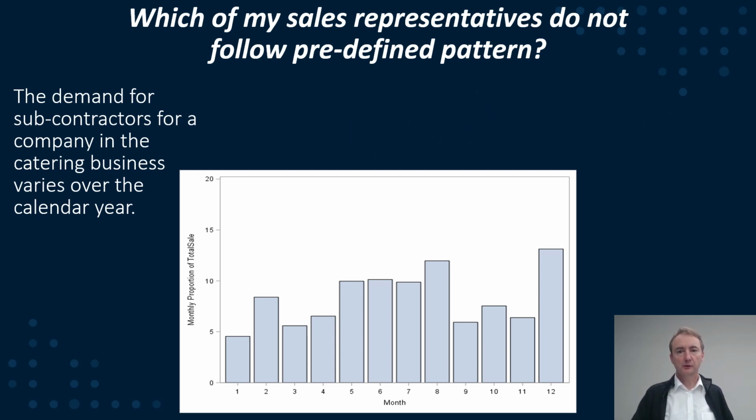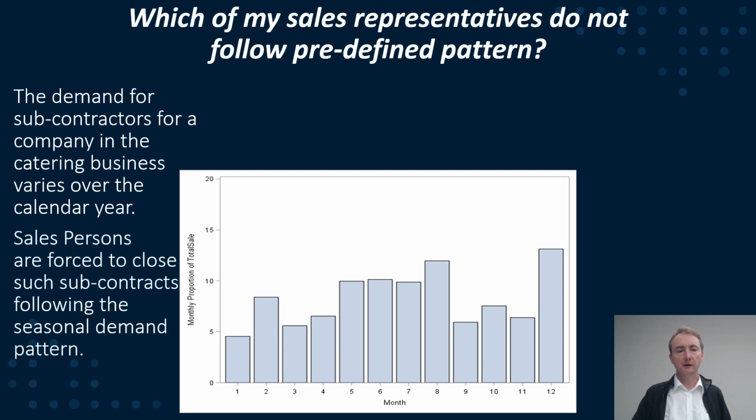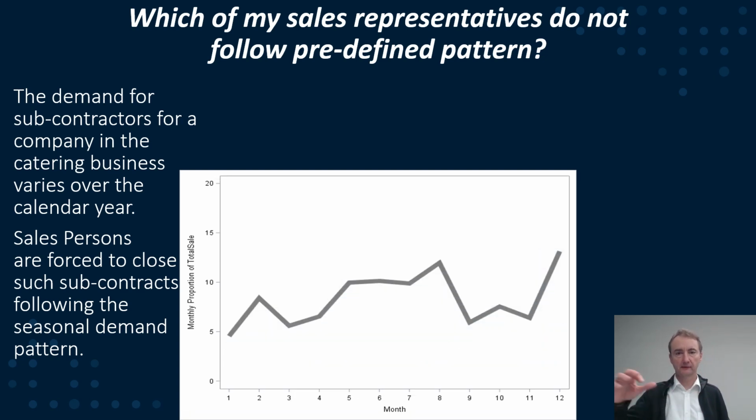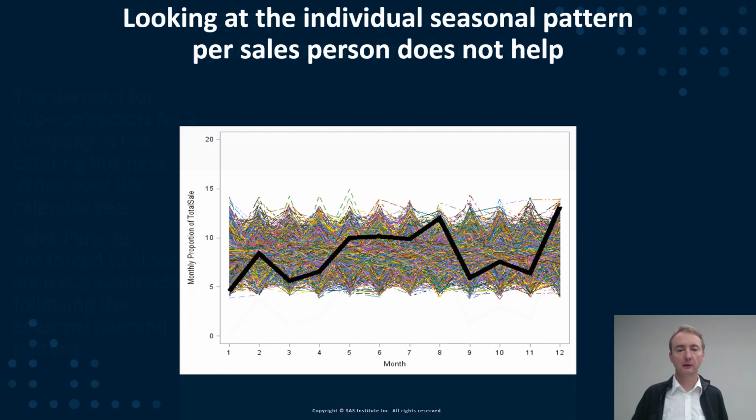So if we now change the look a little bit and move from a bar chart into another view, we can see that the salespersons should be induced to close subcontracts following the seasonal pattern, as can be seen here. This is the assumed pattern, and we can now observe all individual contracts, all individual salespeople. And if we just look at this from a visual perspective, we see that this is not really helpful.